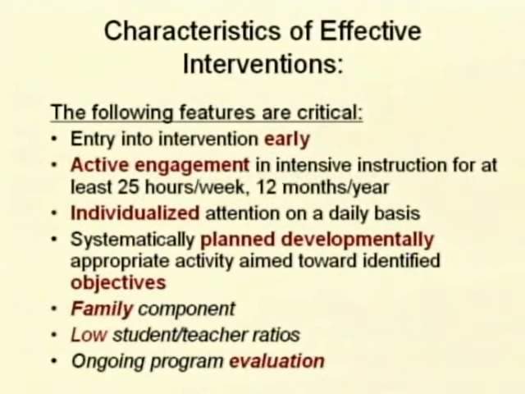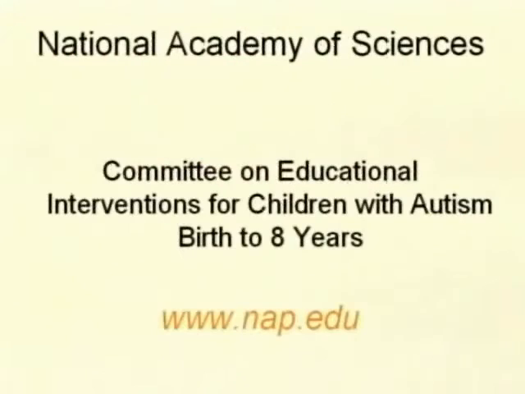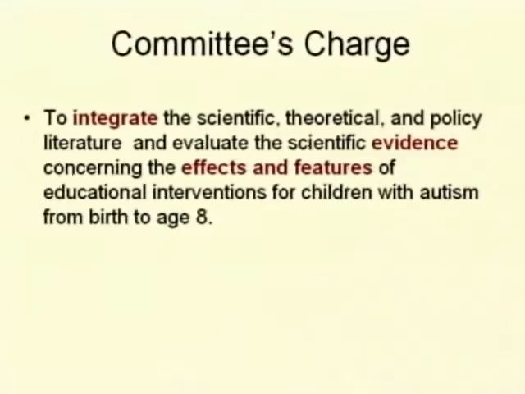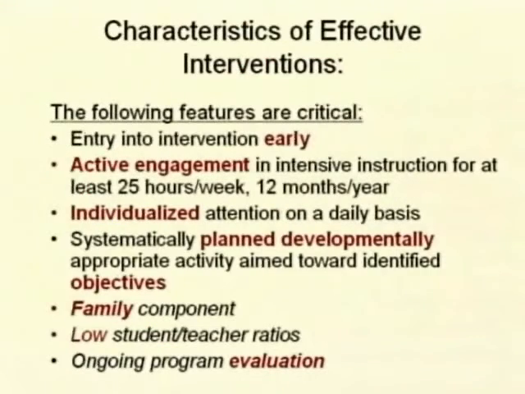So what were the characteristics that they found were critical to effective intervention? Number one, and this all comes from Educating Children with Autism, which you can get online at this website, and you can get the whole book. It's annoying because you have to download each page, but you don't have to pay for it.